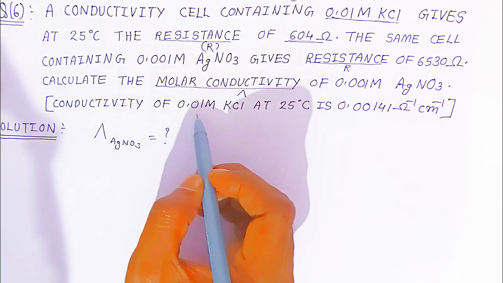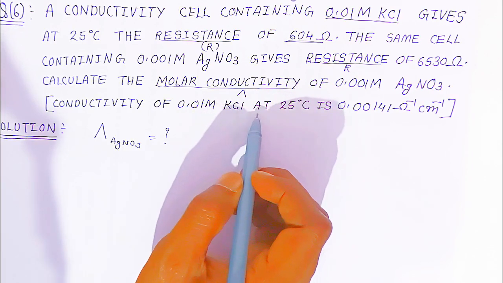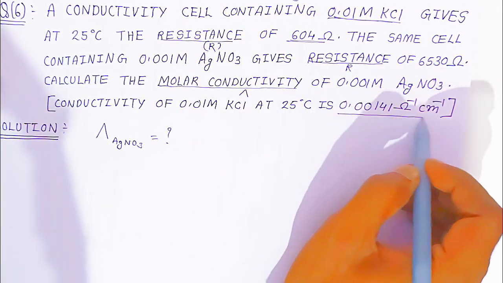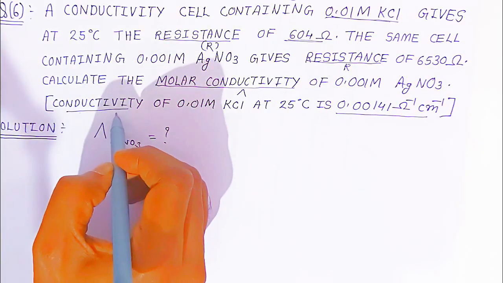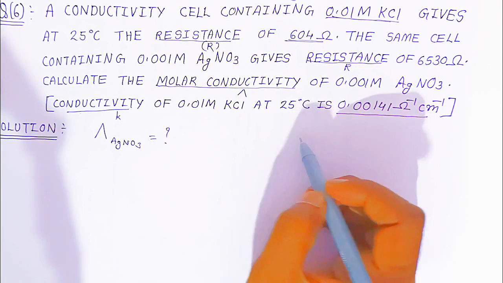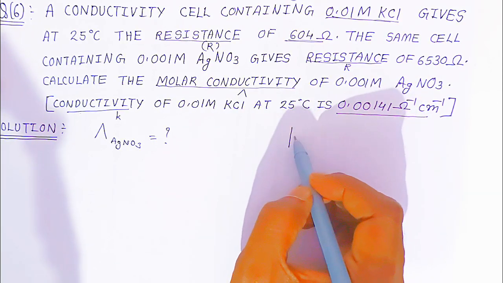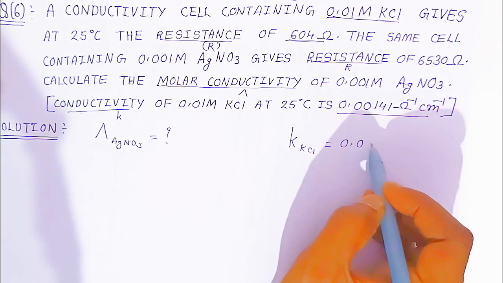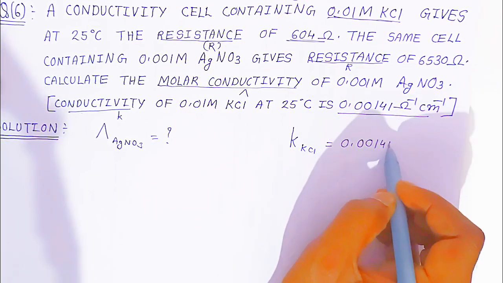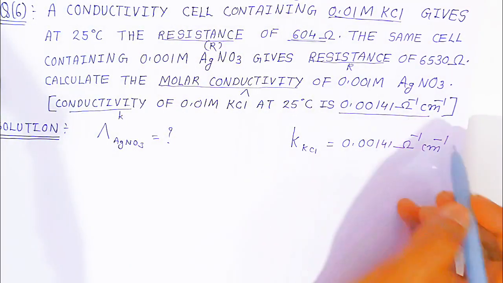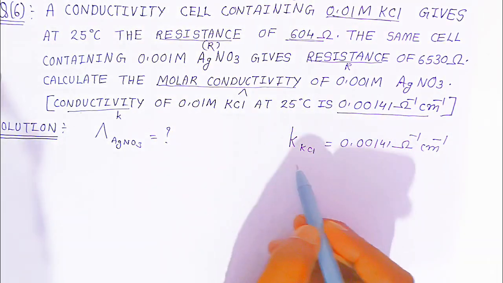The conductivity of 0.01 molar KCl at 25 degrees Celsius is given students. This is the conductivity students. That conductivity we are representing with small k. Understanding students? So conductivity, what is given students, we will write first. So conductivity small k of KCl is given to you, 0.00141 per ohm per centimeter. Okay students, so this is given students.